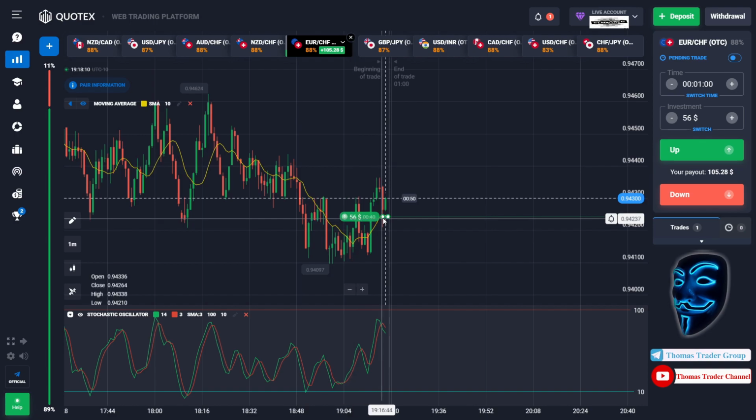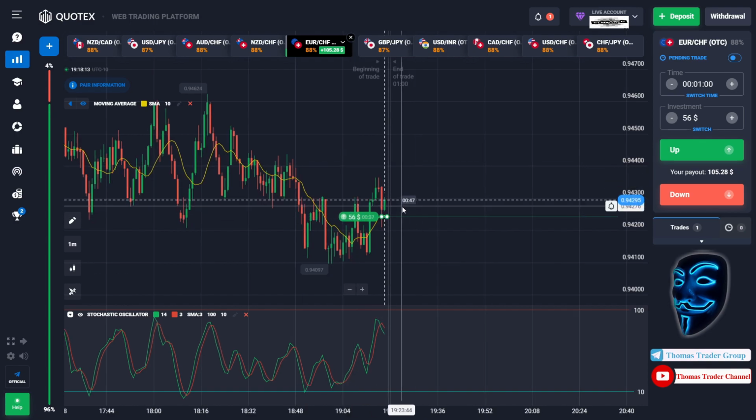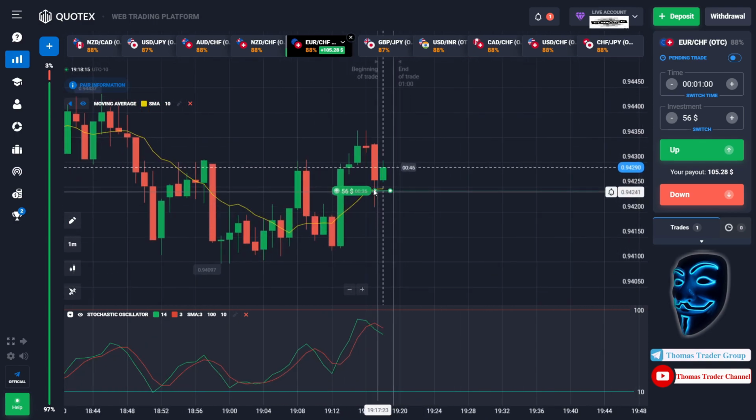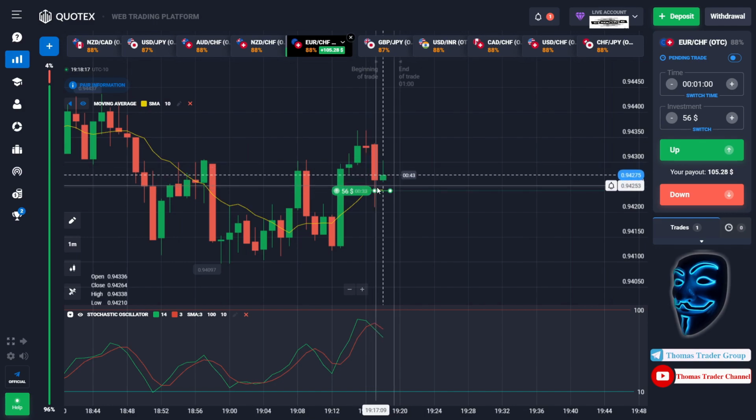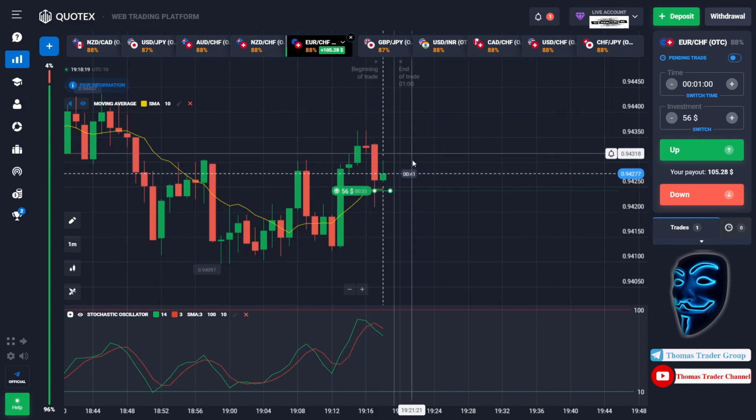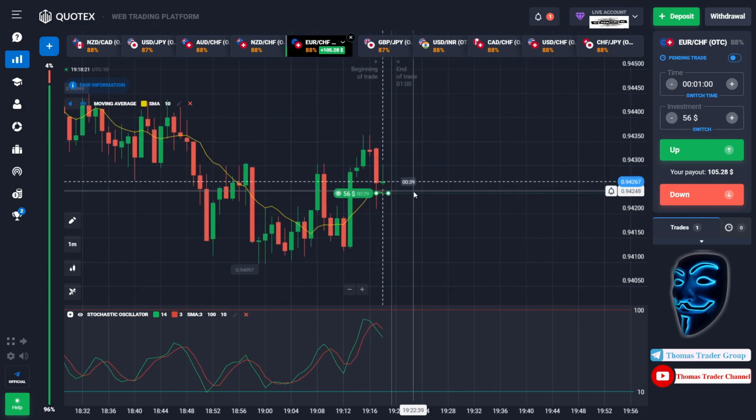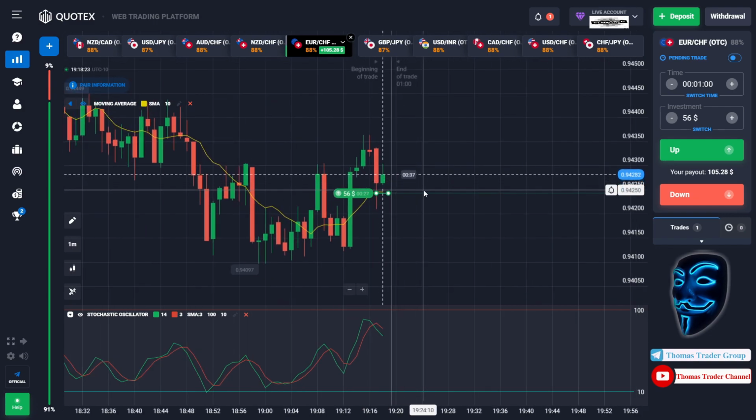And over here, as you can see, there is a lower shadow candle. It means that the market tries to go down, but it has not enough power because the bullish trend is stronger than the bearish trend. Let's prove it and let's wait till the end of our trade.